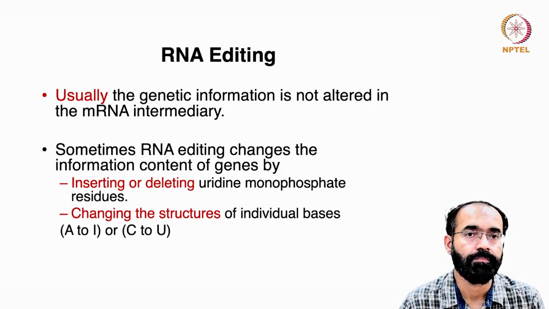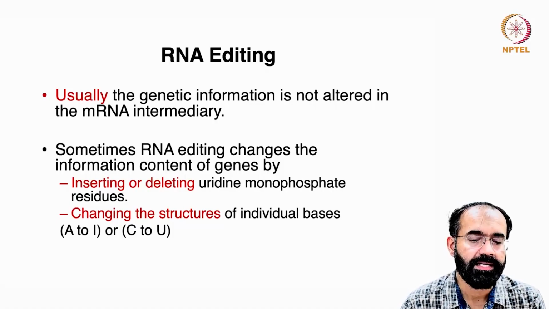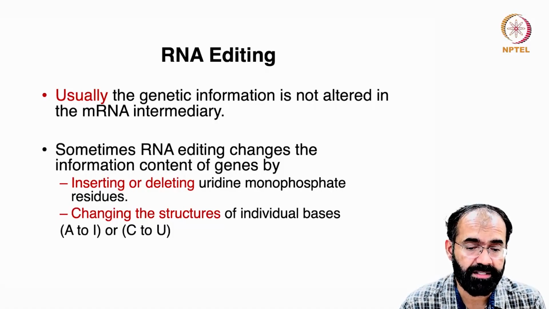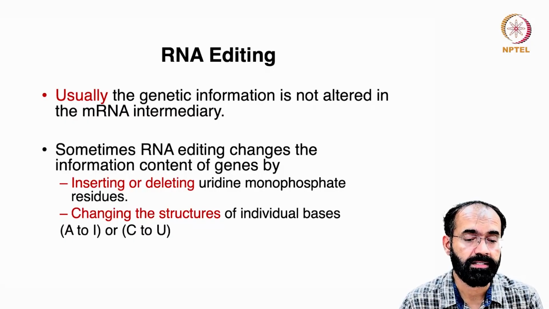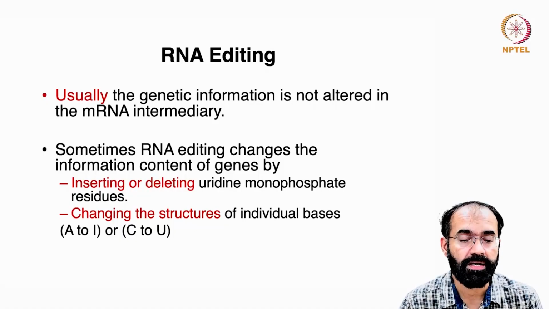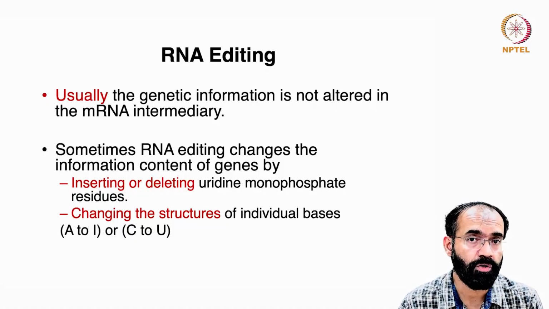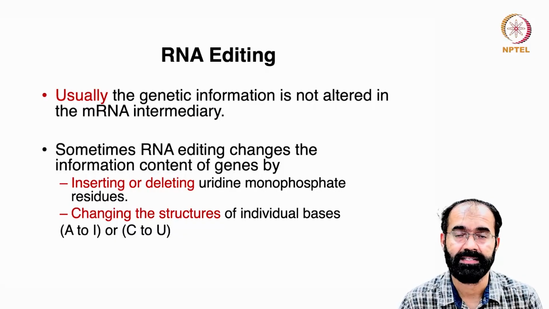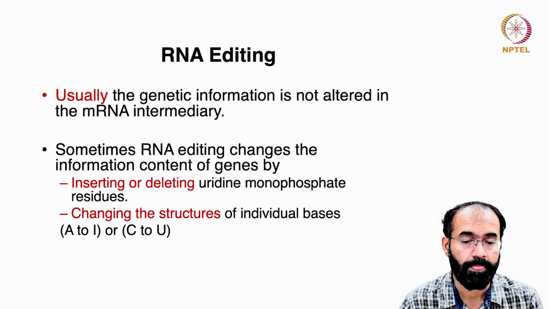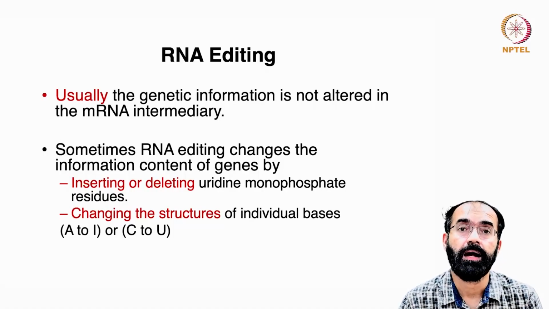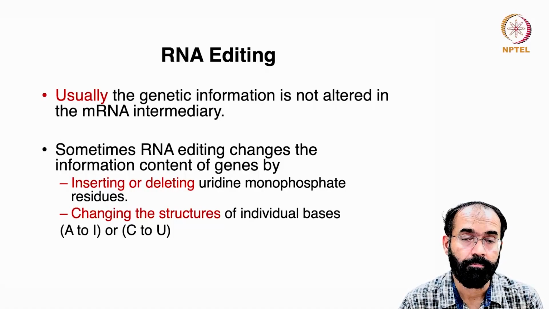Let us see more in detail. Usually the genetic information is not altered in the mRNA intermediary. So we should understand that the DNA or the encoded gene is unaffected. The encoded gene is intact, holding perfect, and is not altered in any way, but it is the post-transcribed RNA that is undergoing the changes.